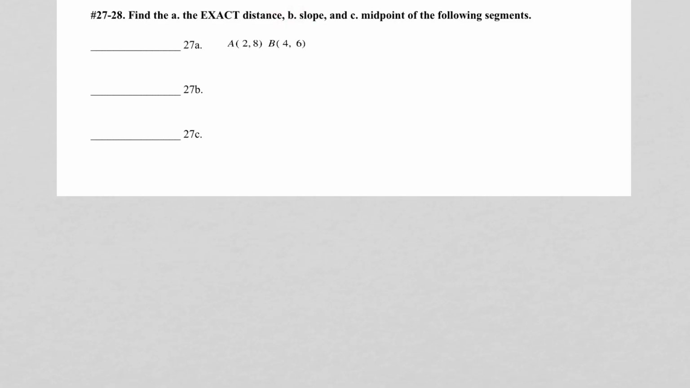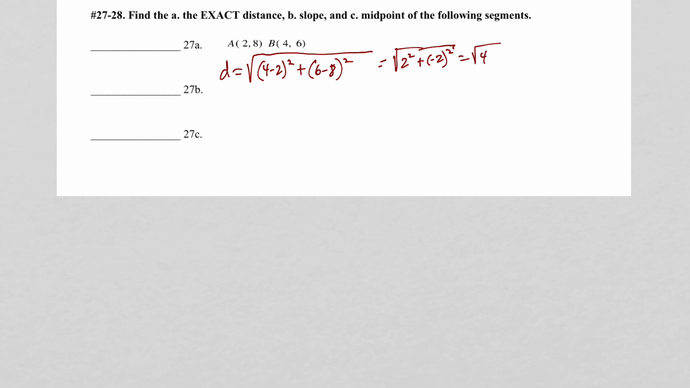Okay, the distance formula is the square root of x2 minus x1, so 4 minus 2 squared plus 6 minus 8. Actually, doesn't matter which way you subtract, because once you square it, you're going to get the same answer. So this comes out to the square root of 2 squared plus negative 2 squared, which is the square root of 4 plus 4, which is the square root of 8, which is the square root of 2 times 4, and we bring that out, and we get 2 root 2. The 2 that came out and the 2 that was left in.